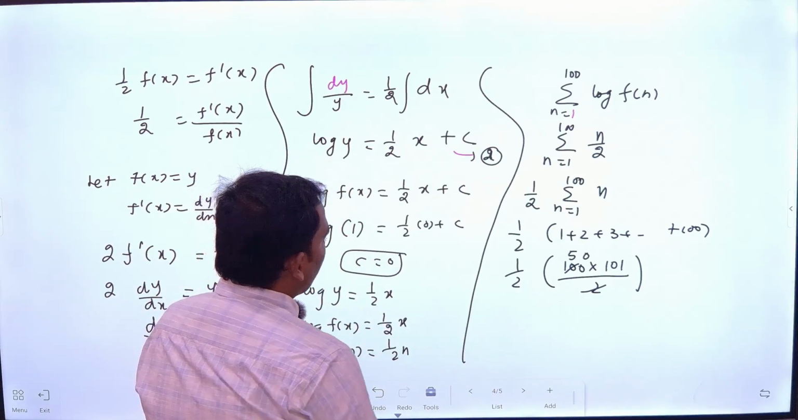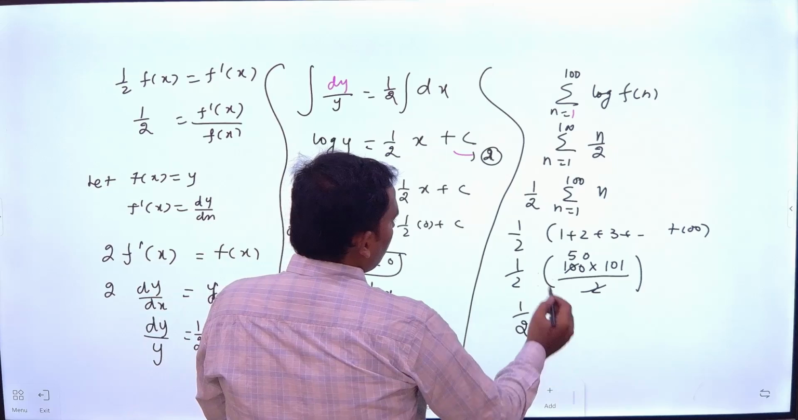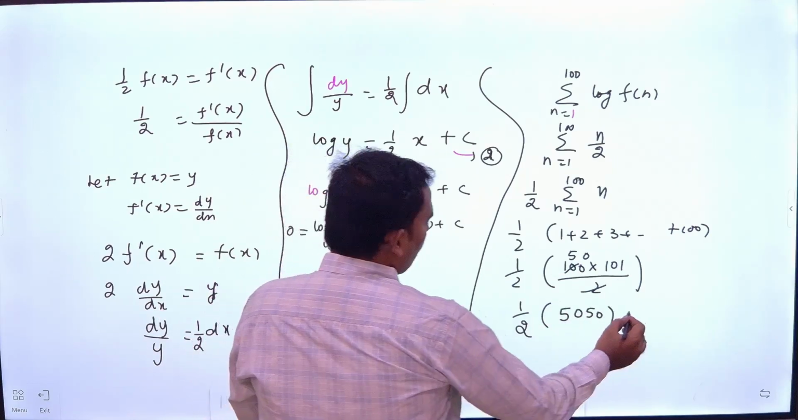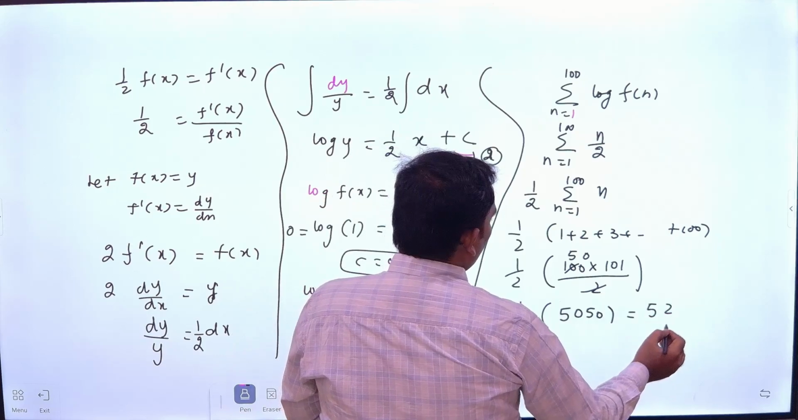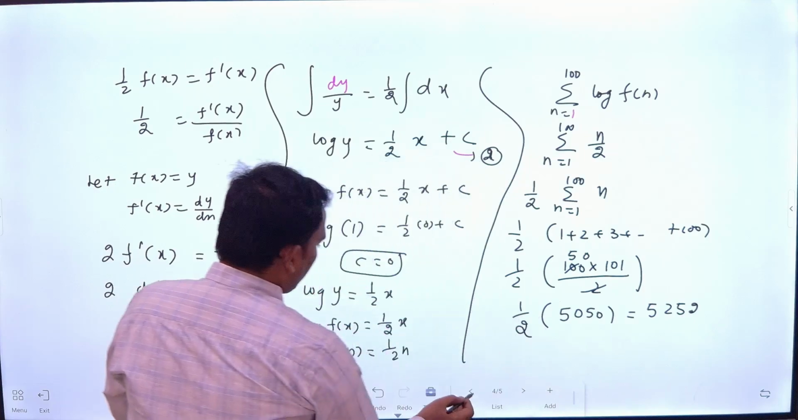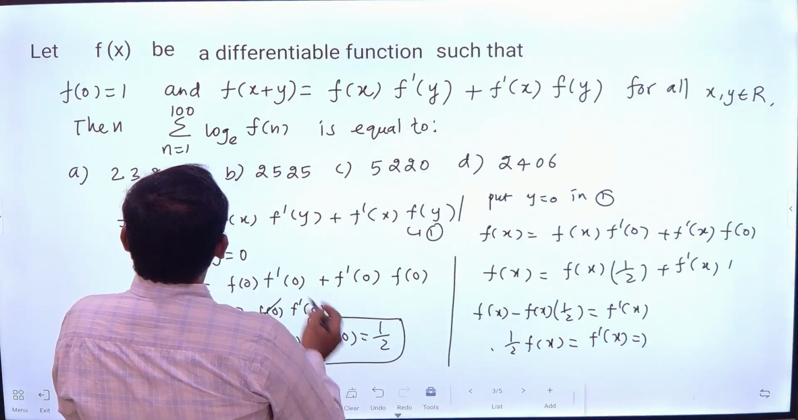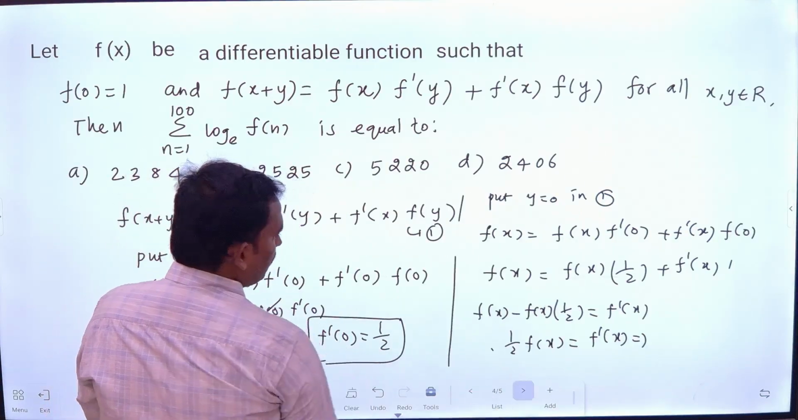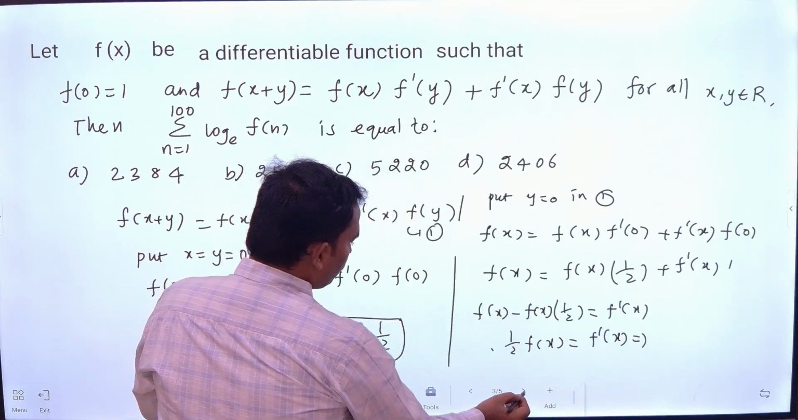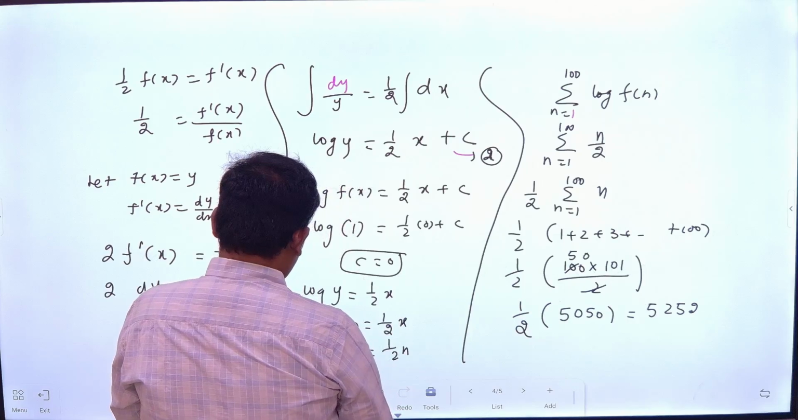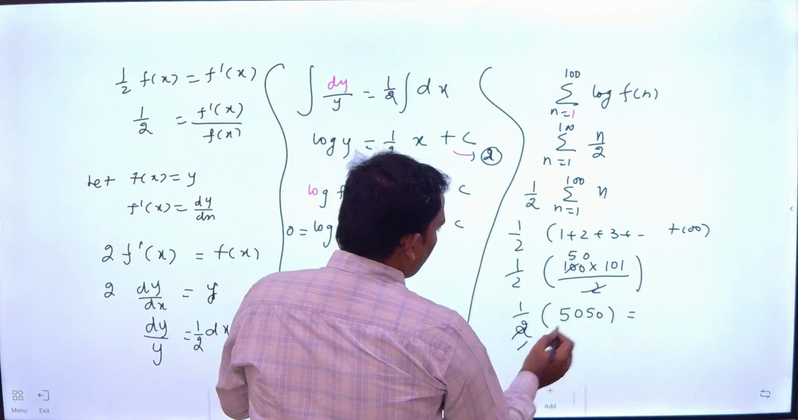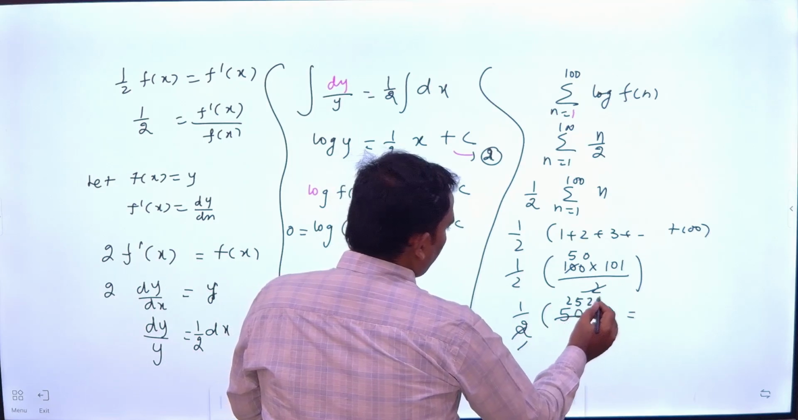So what is the value here? Half times, 50 into 101 will be 5050, right? The half of that will be 2525. The option is what? 2525, right? So 2525. Sorry, so here you have to change quickly. This answer would be half of the times 2525.